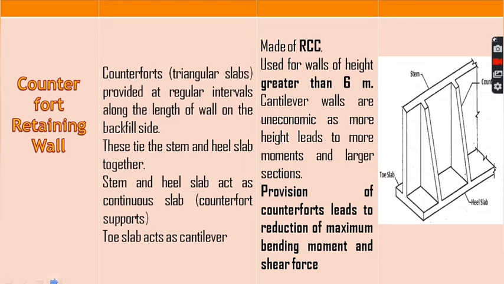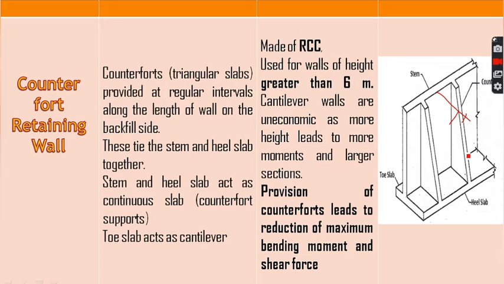Now, the next type of retaining wall is the counterfort retaining wall, which is almost similar to the cantilever retaining wall, with one major difference. As you can see here, on the backfill side, triangular slabs are provided along the length of the retaining wall at a particular interval. This is the first counterfort and this is the second counterfort.